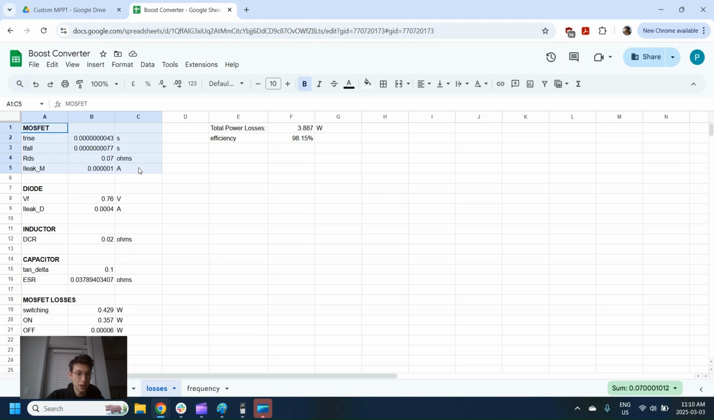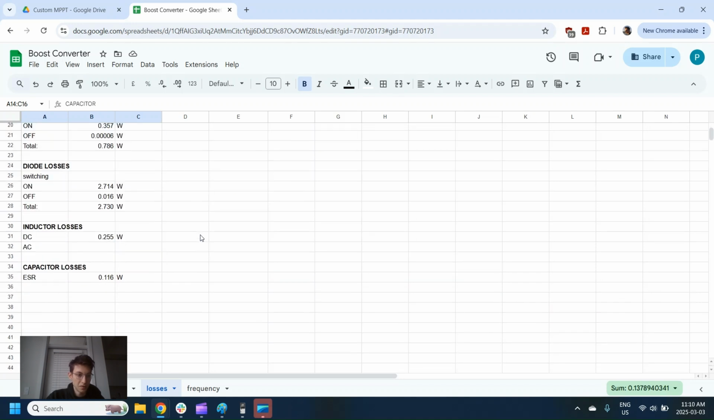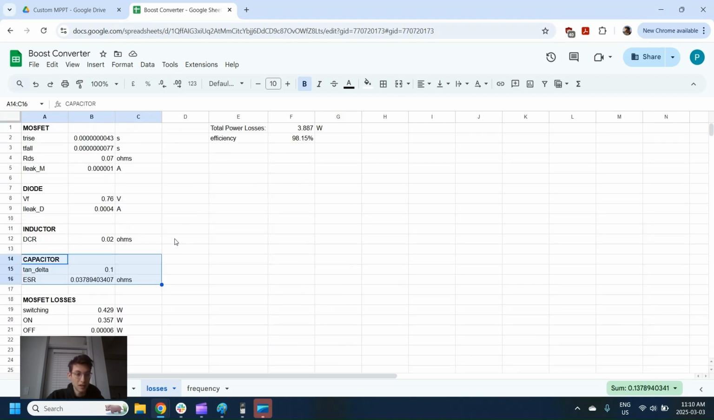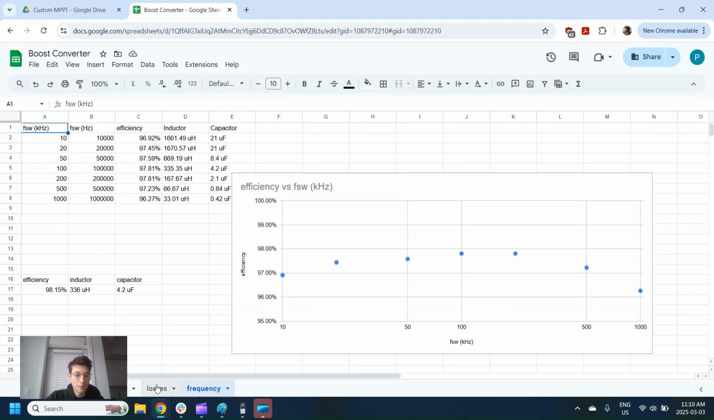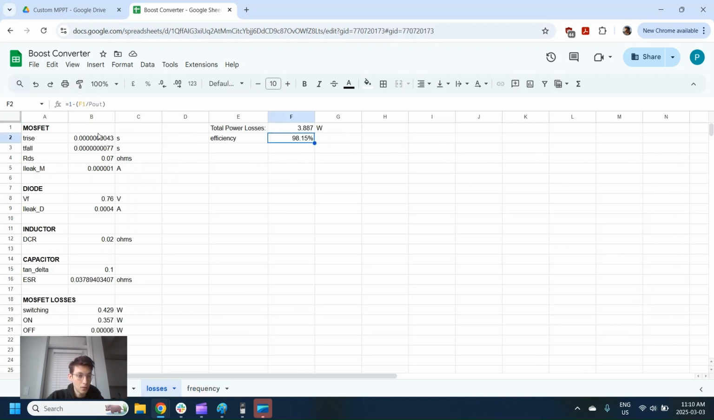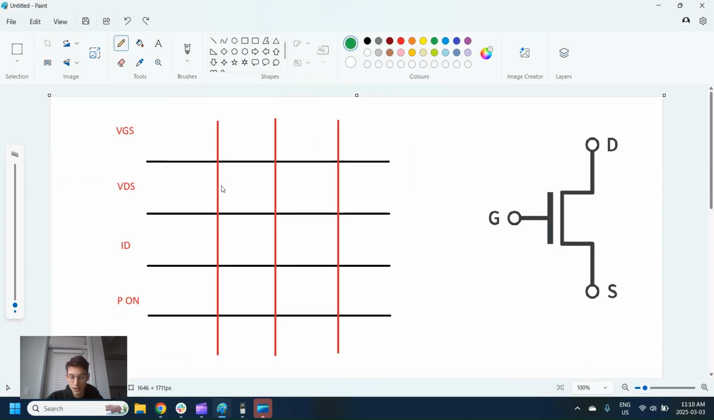The first one we're going to be doing is the MOSFET, and then we'll work on the diode, the inductor, and the capacitor. Those will be our major forms of losses in the converter. And then that'll give us a total power loss. And then based on the total amount of power we're pushing through it, that can get us our efficiency, which will be this, just our 1 minus our total power losses divided by our output power. So we kind of have an idea of what we're working towards. Let's start with the MOSFET.